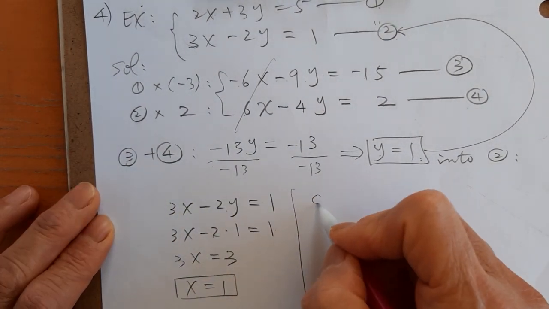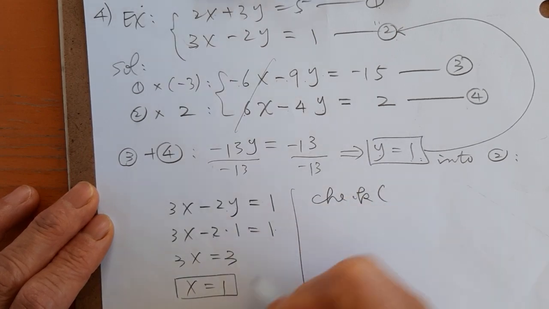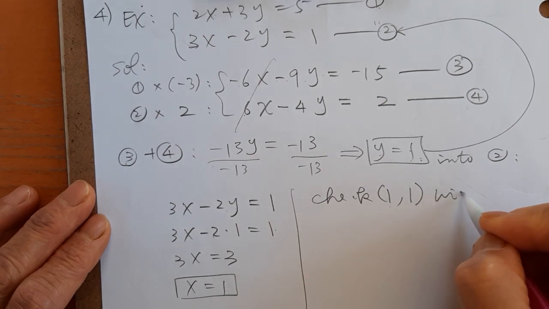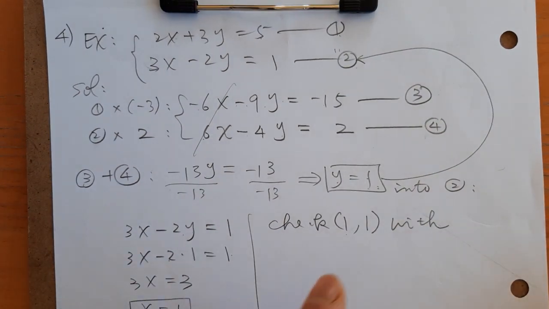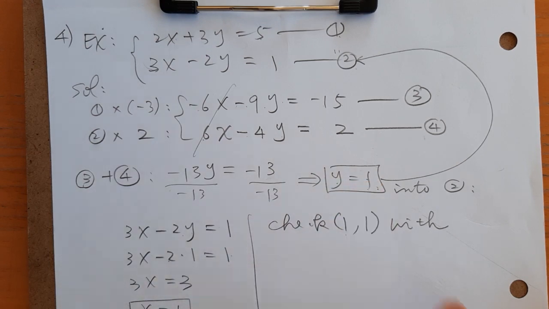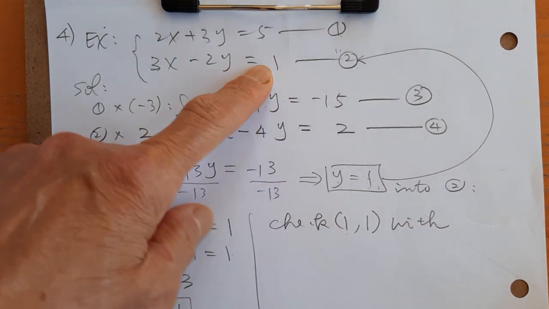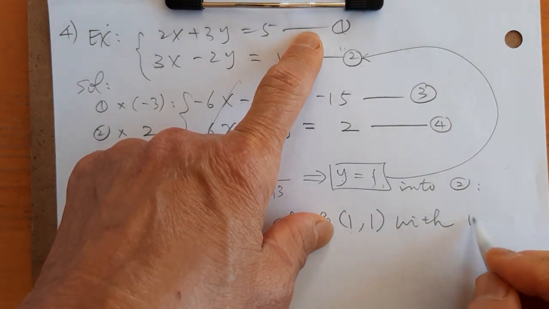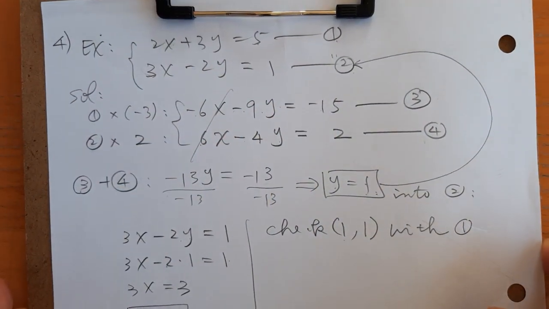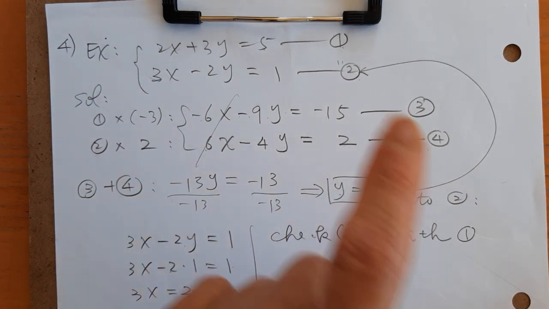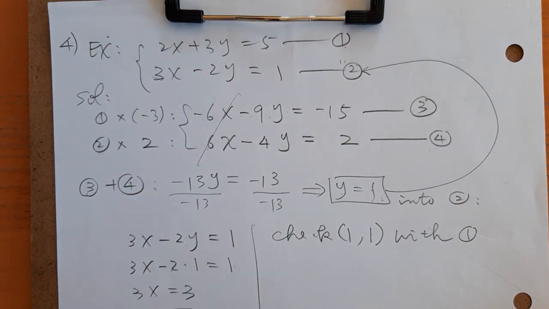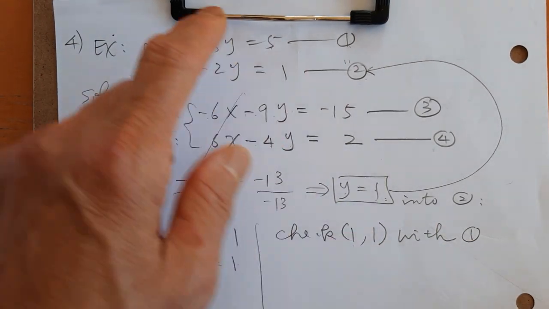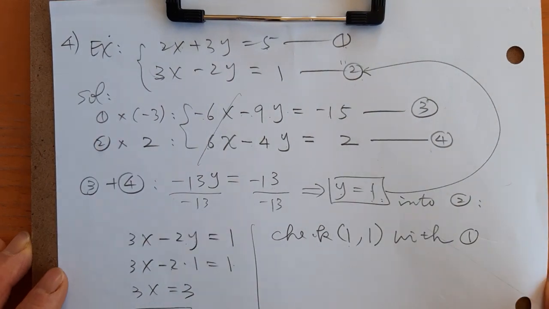And now you check. The x coordinate is 1, and the y coordinate is also 1. With which equation? Since you plugged y equals 1 into the second equation to get x, now you check with the first equation. Don't check with the second equation, because x equals 1 is from the second equation. So you check with the first equation.